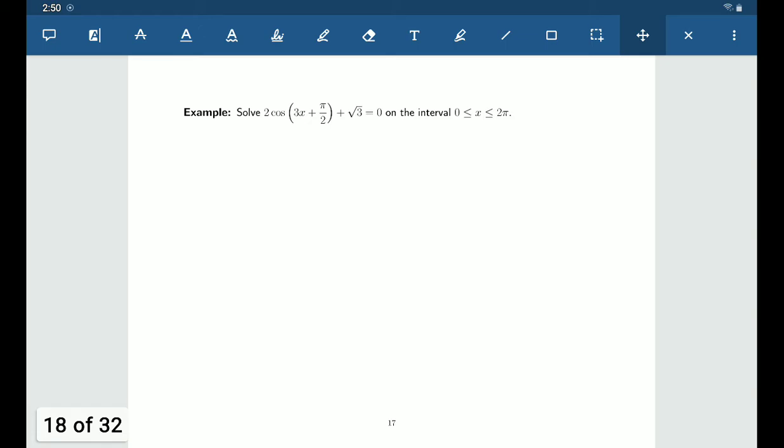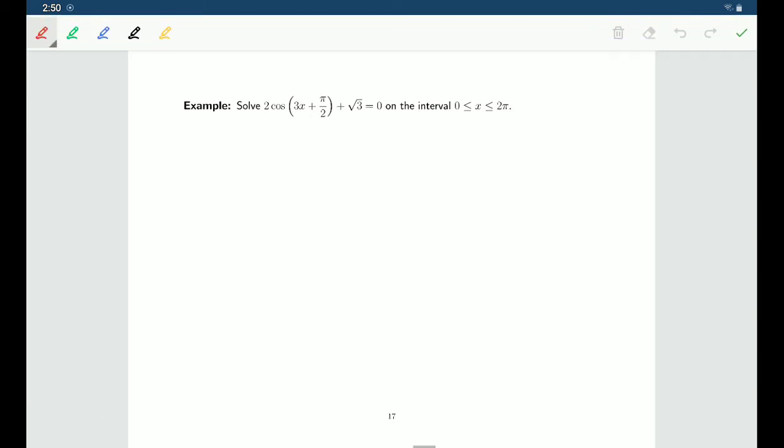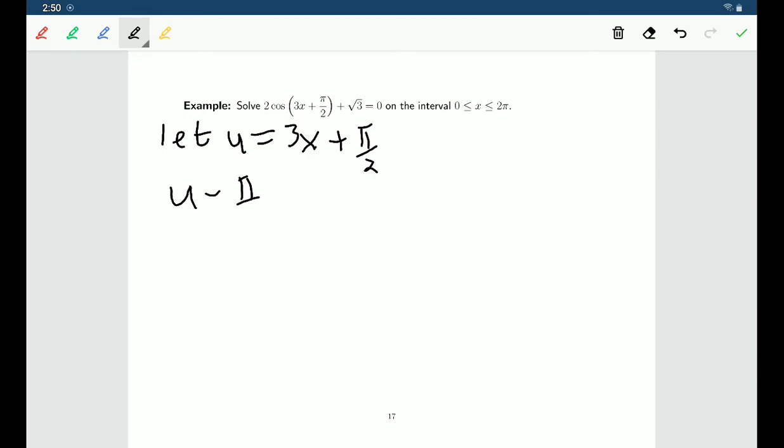Here the substitution is going to be even larger or even more complicated than the one before. Before it was just sine of 3x. Now this is cosine of 3x plus pi over 2. So the substitution that I'll do here will be to let u replace 3x plus pi over 2, which if you were to rewrite this in terms of x's, that would be saying that u minus pi over 2 is equal to 3x.